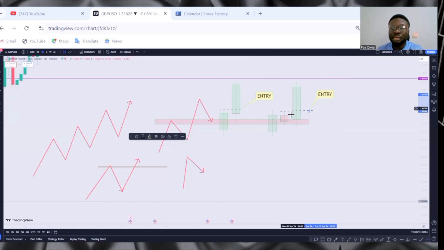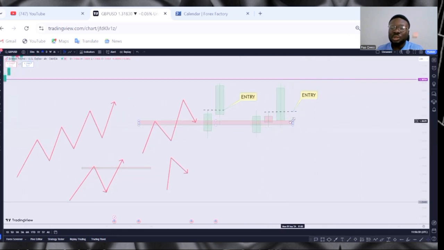Engulf the previous candle, then I will take a buy. So this is my entry criteria 1 and entry criteria 2. And the last one is going to be a long break and retest. So this is a short candle break and retest, and you have a long break and retest. Sometimes the market can make a steep or a deep breakout.